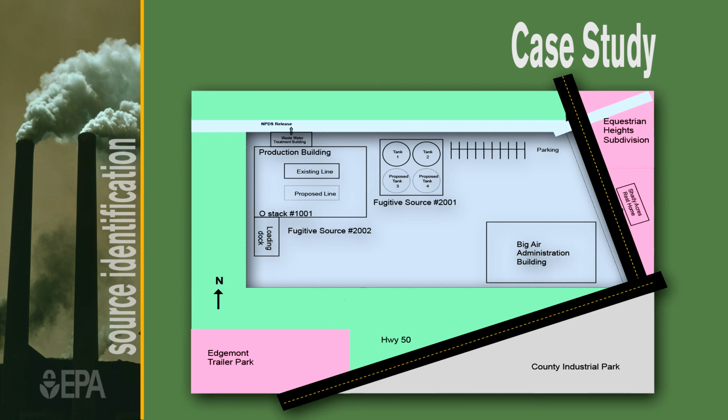There's fugitive source 2002, which is next to the loading dock, and that's a grinding operation where they're grinding pigments. You'll also see a second fugitive source, 2001, and that is a tank farm. They have chosen to model the tanks as fugitive sources, but you could model these as point sources.